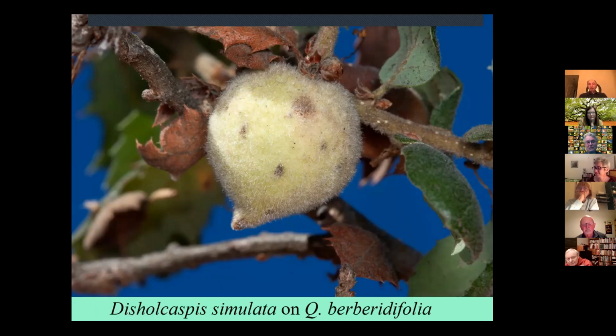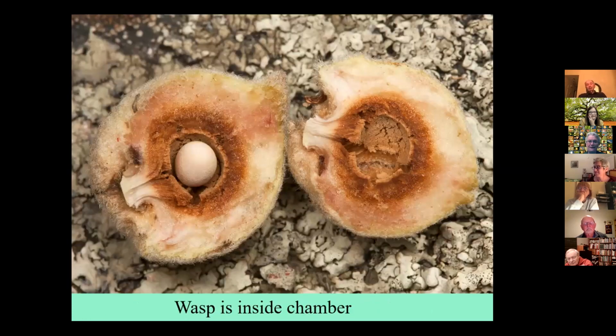Here is Discocaspis simulata. This is a beautiful fuzzy gall. And I think that we'll get that clear whether this is a white oak or not. I'm not sure. But here is the chamber, and the wasp is inside of this chamber. We didn't cut this open, but we just showed you.